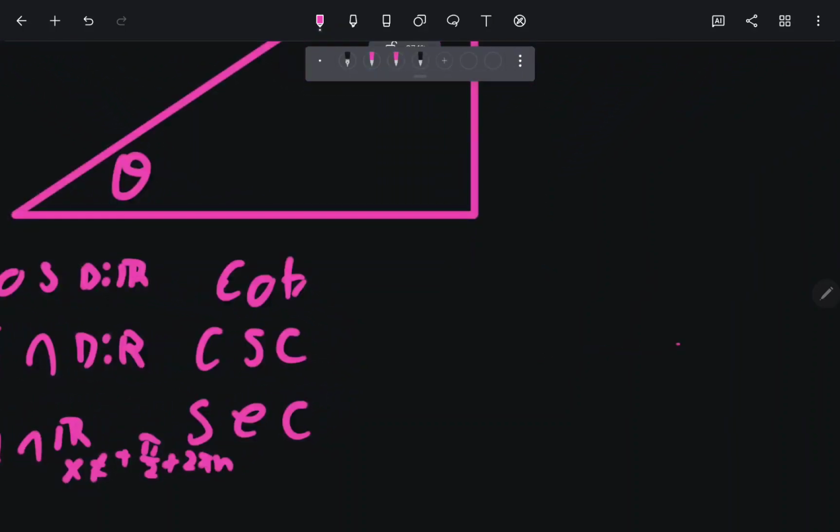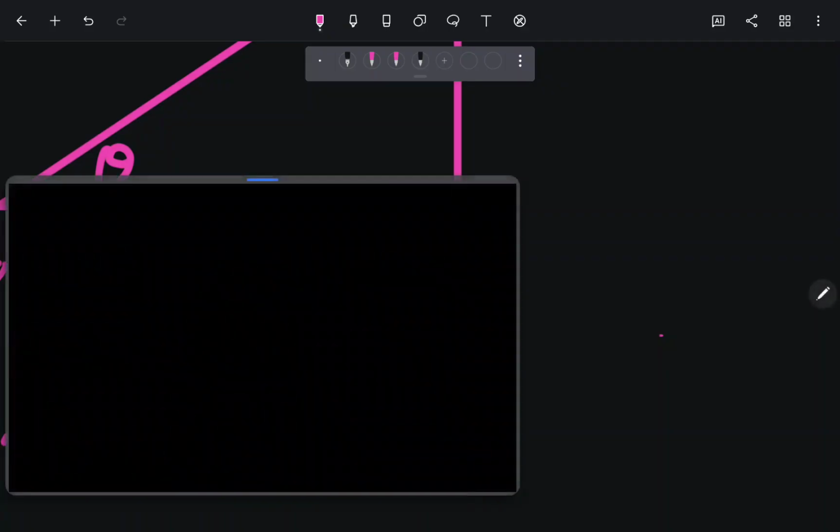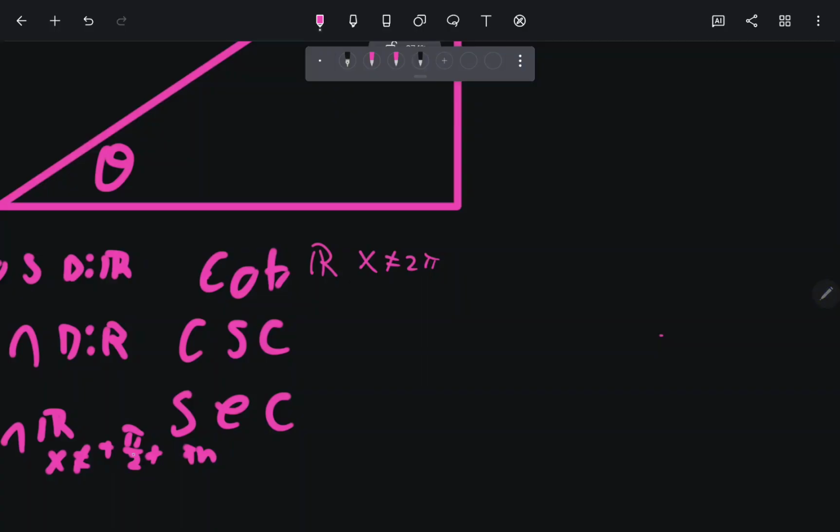Cotangent is similar. But in cotangent's case, sine can't be 0. So in reality, it's just all real numbers. But x cannot be equal to any 2 pi, or, sorry, this one's every pi n. No! 2 pi n. This one down here is pi n. I lied to you, I'm sorry. Pi n.